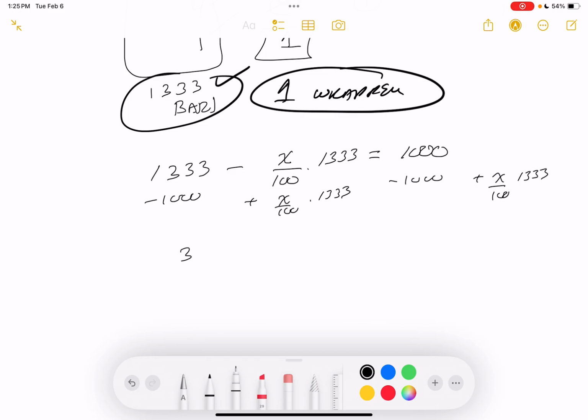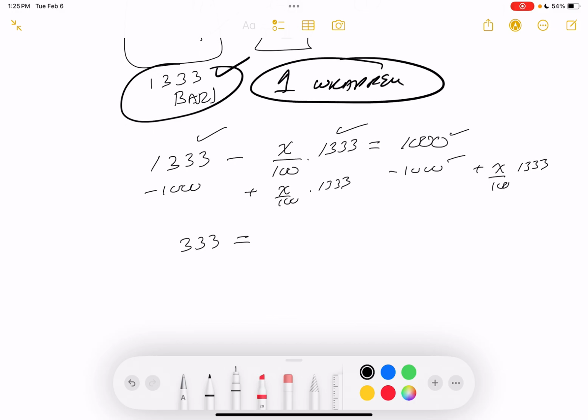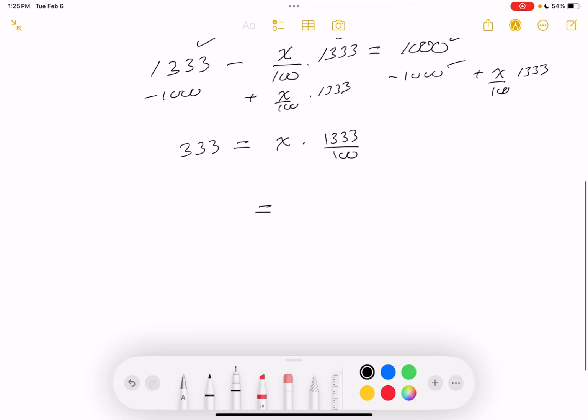And what do you get there? 333 on the left side. This disappears. That disappears. And then you get x times 1,333 over 100. I'm going to solve for x now. And this is a percent, by the way. You're going to get 333 multiplied by 100 divided by 1,333. And this is a percent. So this is the percent discount. But they want to approximate it.